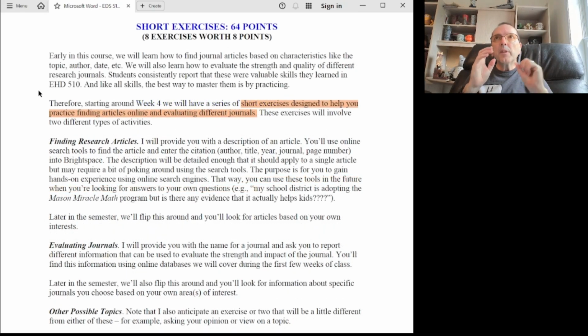Now, early in the semester, we're going to learn how to find different research articles based on different topics that you may be interested in, or that may be a big issue going on at your school. And we're also going to learn how to evaluate the journals publishing those articles, kind of what's a good source, what's a questionable source. Now, students consistently tell me this is maybe the most important thing they picked up in this course. It's a skill. These are tools that they can use in other courses.